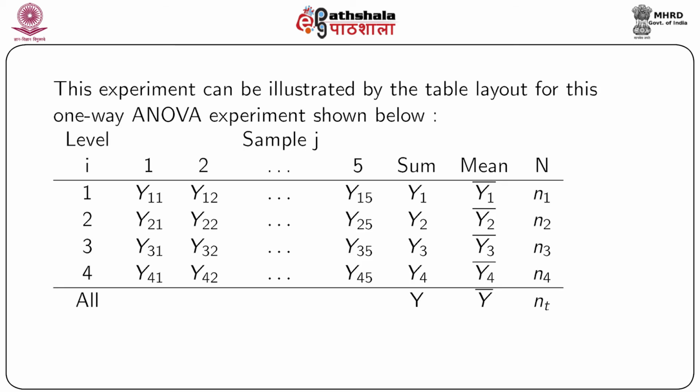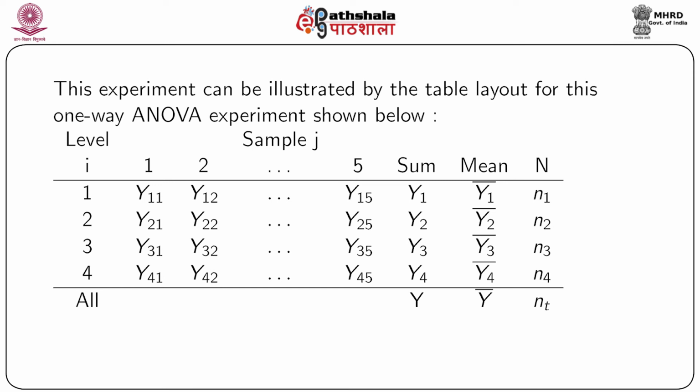Now, this experiment can be illustrated by the table layout for this one-way analysis of variance experiment as shown below. So for the 4 different levels, we have i equals 1, 2, 3 and 4, and the sample j, where j runs from 1 to 5 in case of each level, we can find y11, y12, y15, likewise all the way up to y45. Now finding the sum for each level, we have y1, y2, y3 and y4, and the mean for the 4 factors, the sample means would be y1 bar, y2 bar, y3 bar and y4 bar. And we also have n1, n2, n3 and n4, the size of each sample.